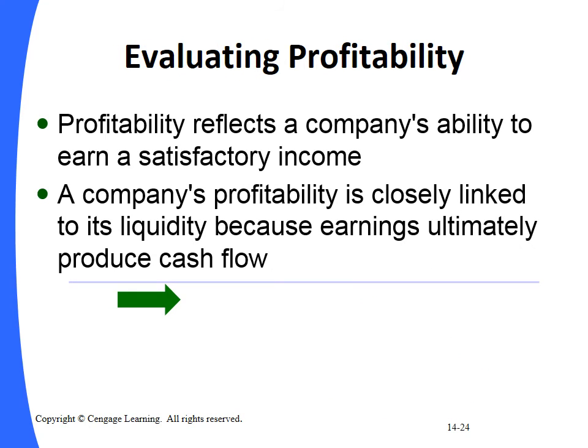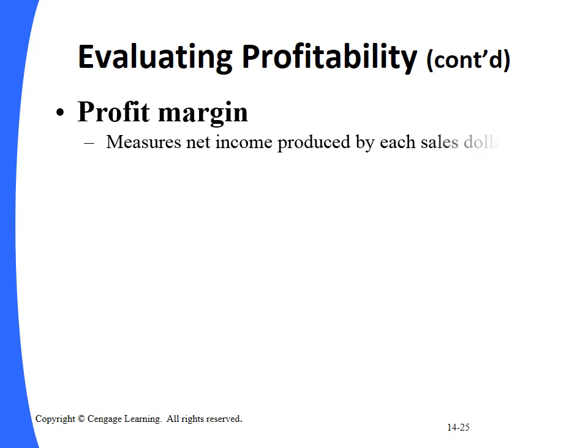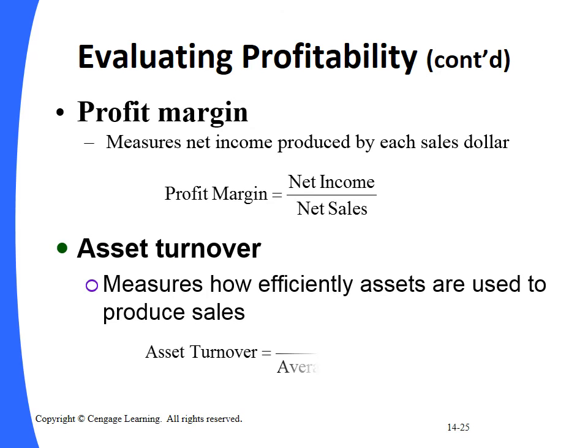Profitability. This talks about whether or not a company has earned a satisfactory income, and it's very linked to liquidity. So here's some of the ratios we'll be discussing. Let's start with profit margin. We've used this all the time. How much money do you make for each dollar of sale? Asset turnover. How many sales can you generate depending on the average amount of assets that you have? You find total assets on the balance sheet.